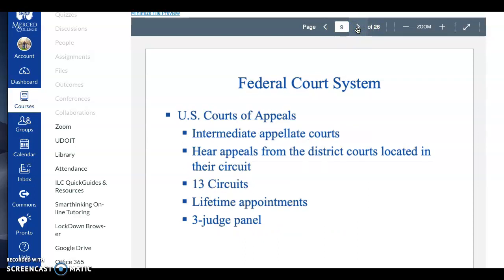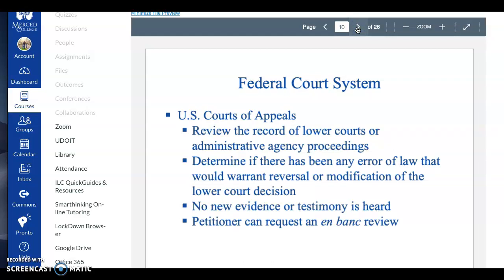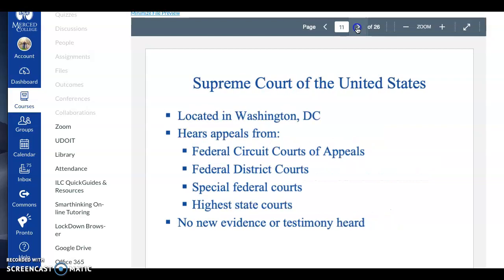Again, the U.S. Court of Appeals are just like our state Supreme Courts. They're not going to hear anything new. It's a 3-judge panel. There are 13 circuits within the U.S. We are in the 9th district here, and they hear appeals from the federal district courts. The U.S. Court of Appeals, again, no new evidence, and they can choose whether or not to take the case.